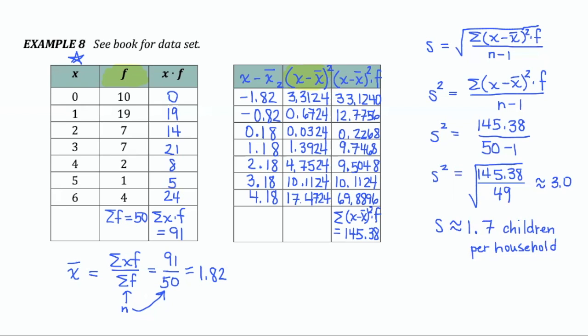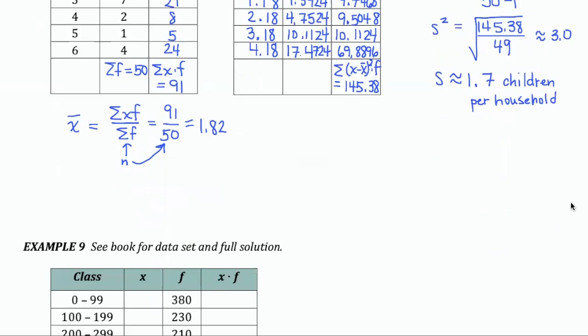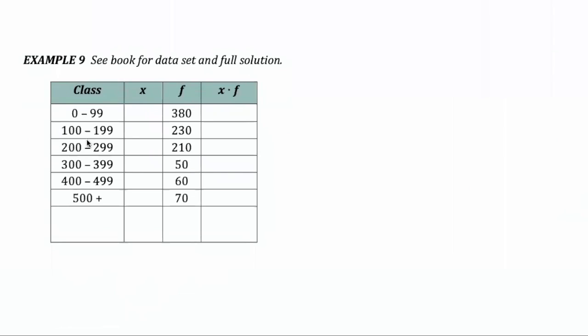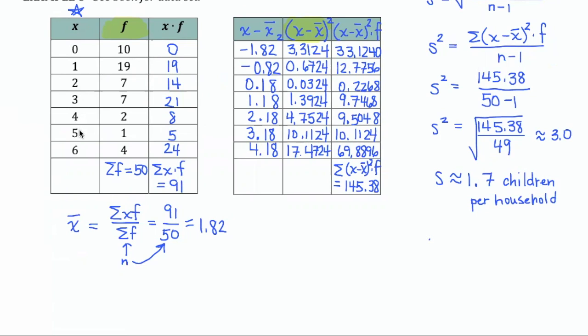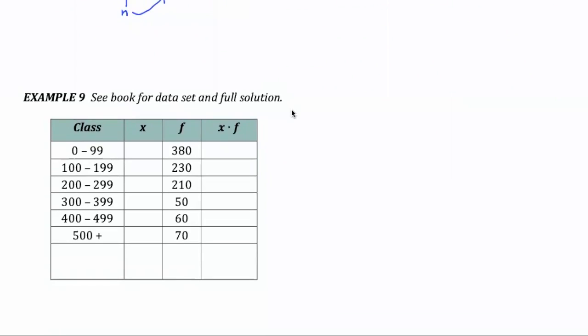All right, now example 9, the last example, covers what do you do if you have classes with frequencies. So instead of having individual pieces of data with their frequencies, I just have counts. I have 380 pieces of data in this case that are in the class from 0 to 99. You can see the book for the data set and the full solution. I'm not going to go all the way through this one because the numbers are just gigantic by the end of it, and it's just a mess. But I want to talk through the basic idea with you.